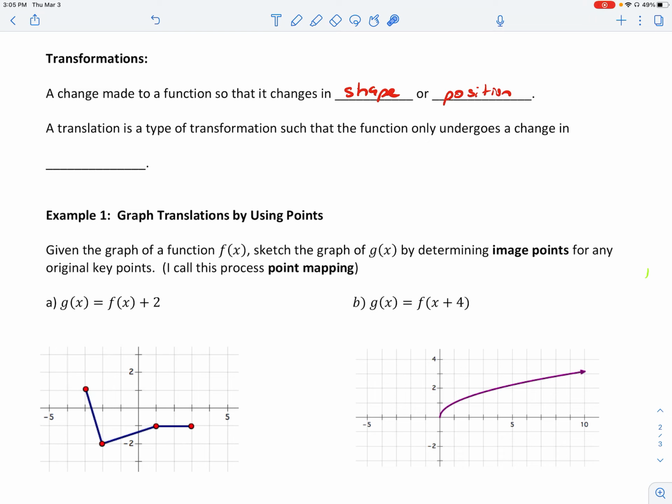Notice, as the slider was turned on, the parabola just moved left or right. It did not change shape. So a translation is a type of transformation where the function only undergoes a change in position. Okay, that's it. No changes in shape.